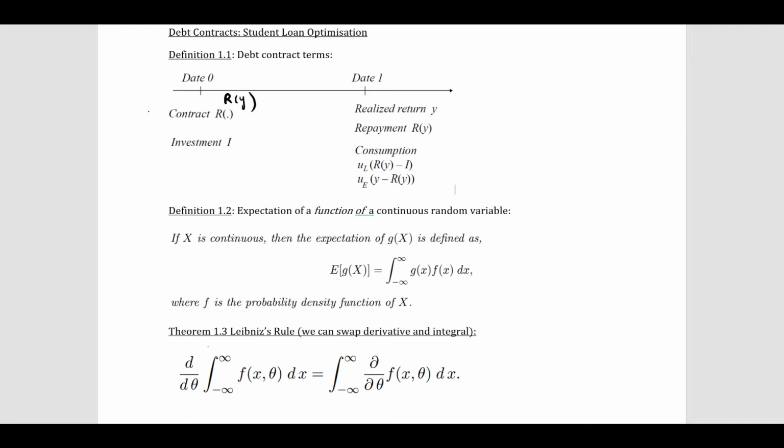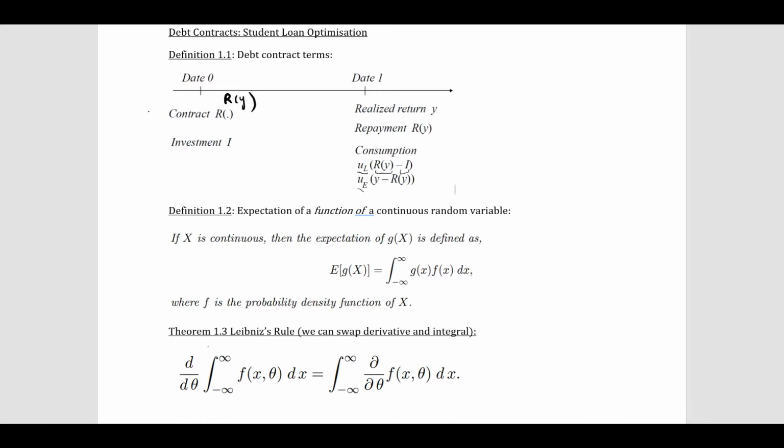And then repayment is R of Y, so whatever the initial contract was, the student is going to have to pay that back. And these consumption functions are utility functions. So UL is the utility function for the lender. If you think about the money the lender's going to get back, they're going to get back R of Y, the money the student pays back, minus that initial investment that they gave out. And the utility is going to be a function of what is paid back, R of Y, which could well be greater than the initial investment because there's interest and various other factors.